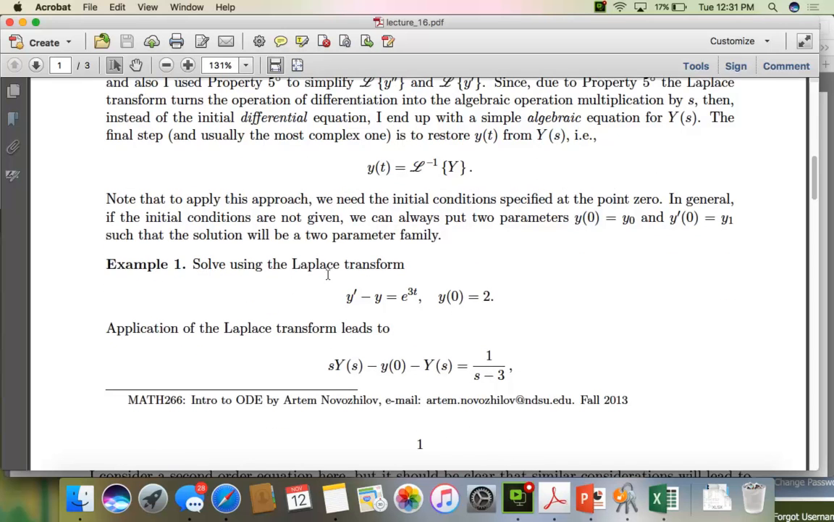So here's an example of a differential equation, y prime minus y. It's inhomogeneous. I have e to the 3t over here. And we have an initial value, y of 0 is equal to 2. So what we're going to do is substitute using the expression for the derivative y prime.